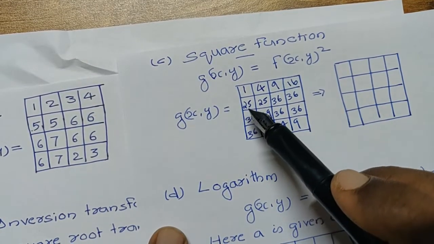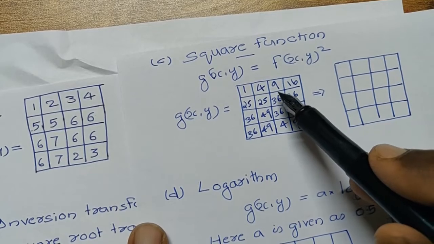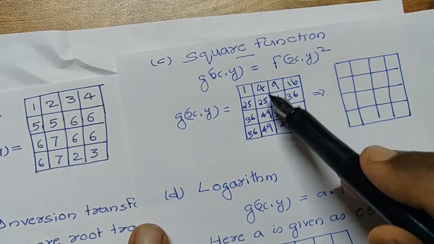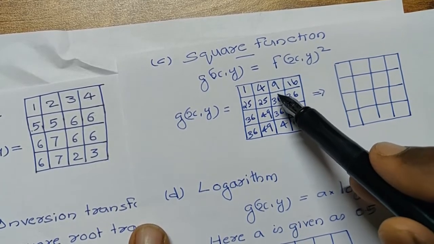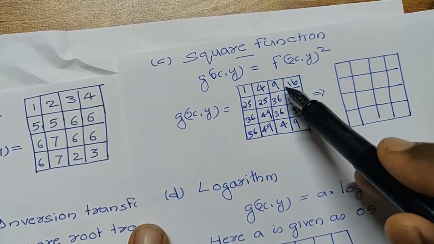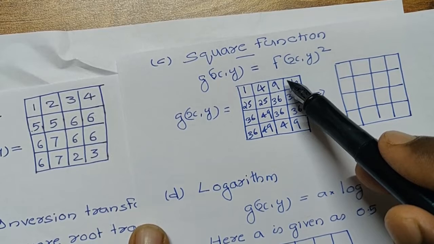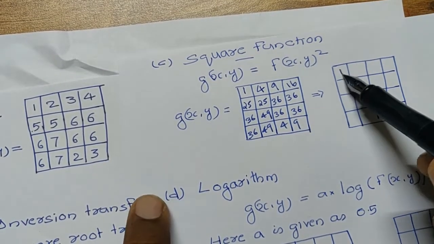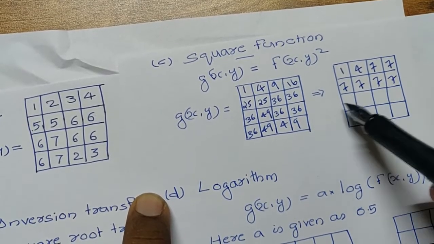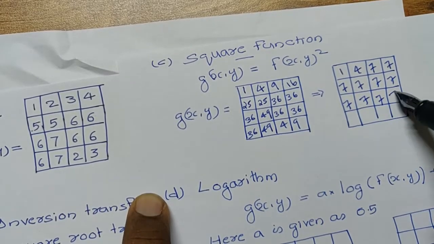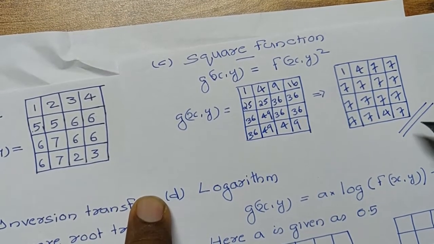These are the values after squaring. That is 1, 4, 9, 16, etc. But here there is one problem, because the maximum gray level value is 7, but some pixels have values greater than 7, like 9, 16, 25, etc. So we have to round them off to 7. Whatever values exceed the maximum gray level value, we should round to 7. That is 1, 4, 7, 7, 7, 7, 7, 7, etc. This is the final result after squaring.